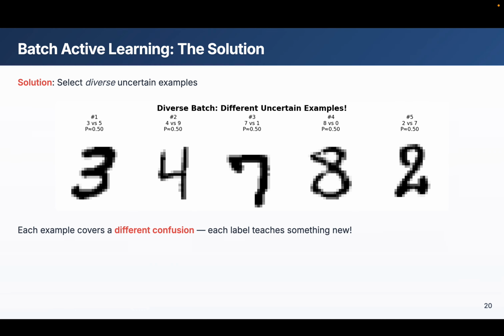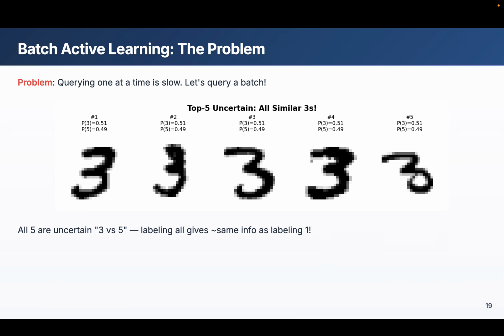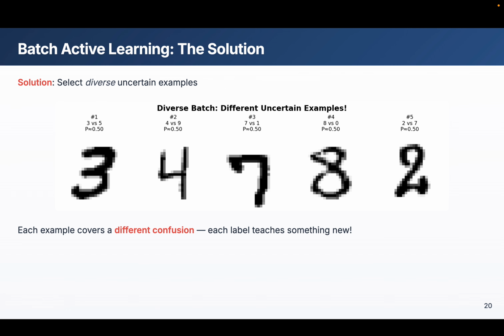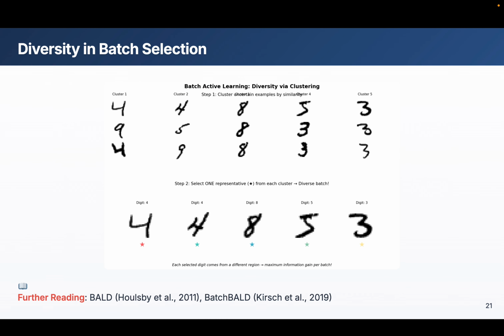Just one second. So instead of picking up everything which is the most uncertain, we'll typically want to pick up examples which are conditionally uncertain, uncertain given one example, conditionally uncertain. Therefore, we end up picking up a diverse batch.